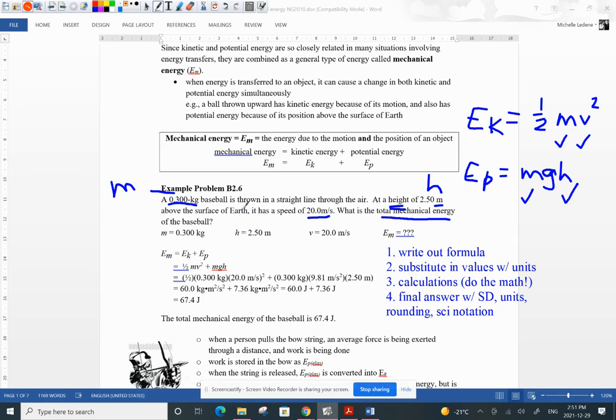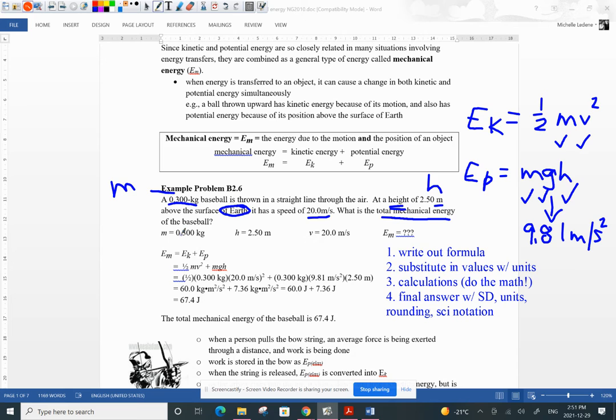What's g again? Well, guys, we're on Earth. The force of gravity, or the acceleration due to gravity, that's in our data booklet. That on Earth is always 9.81 meters per second squared. If you weren't on Earth, if you're on Mars or somewhere, you'd be given that value. But this is in your data booklet, or maybe you have it memorized by now.